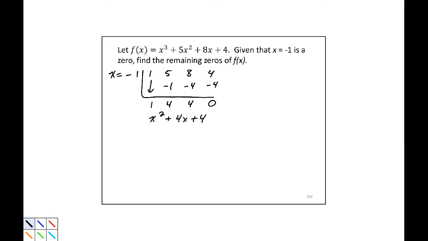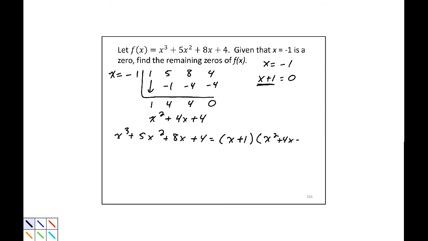Well, we knew that was a 0, so that was a given. That means that x cubed plus 5x squared plus 8x plus 4 is equal to x plus 1. Remember, negative 1 was a 0, so we can build a factor. X equals negative 1 implies that we could say x plus 1 equals 0. That is a factor. So x plus 1 multiplied by x squared plus 4x plus 4, which itself factors.